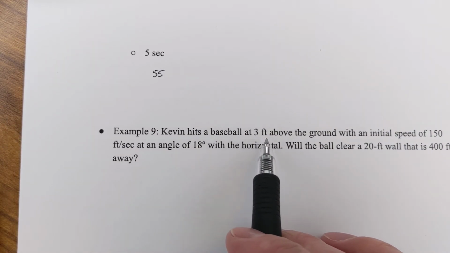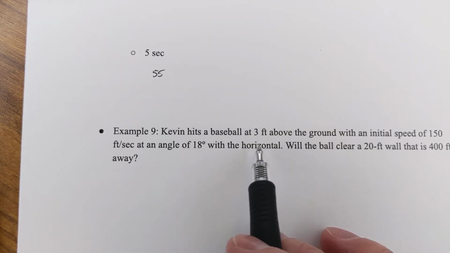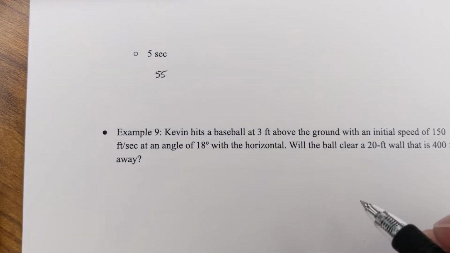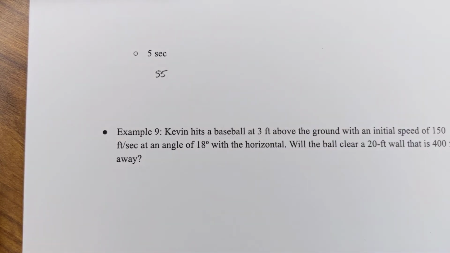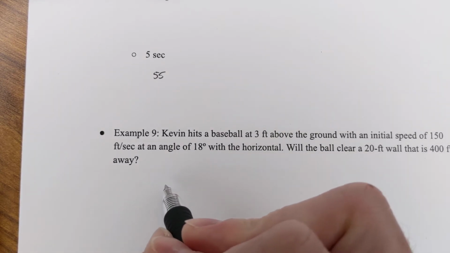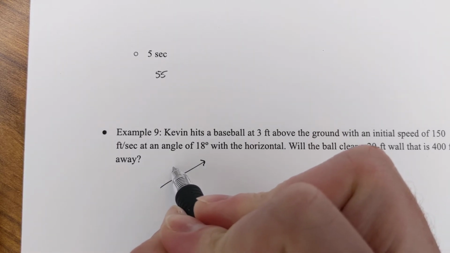Kevin hits a baseball 3 feet above the ground with an initial speed of 150 feet per second, at an angle of 18 degrees with the horizontal. Will the ball clear a 20-foot wall that is 400 feet away? So we need to work in 2 separate directions at the same time. So the ball's hit at some angle. Let's see here, initial speed of 150.